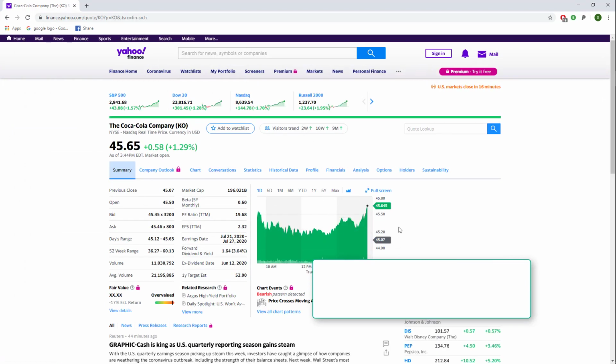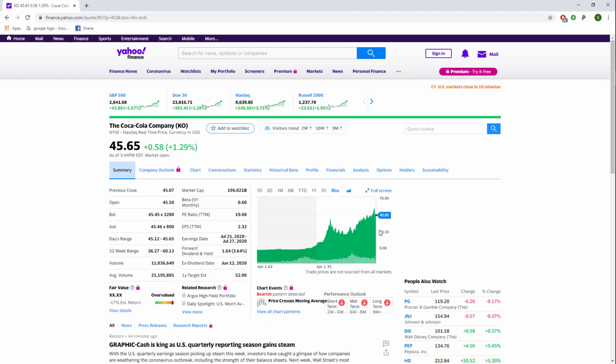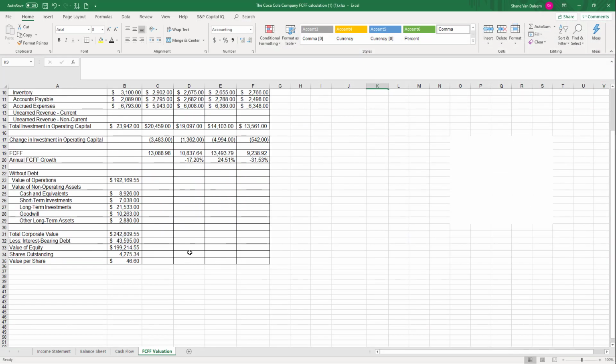So if we look back here, actually look at it today and it's pretty close to that value. But look back here, the end is $46.86 on the first day of January. So very close to the value we got of $46.60, like 26 cents off.